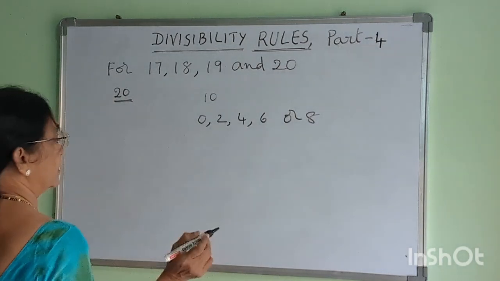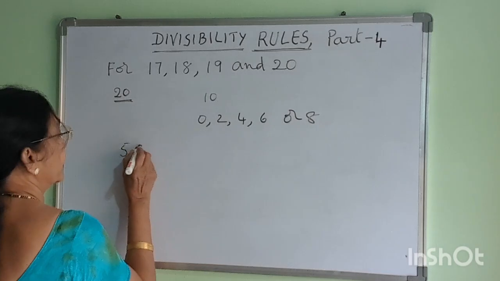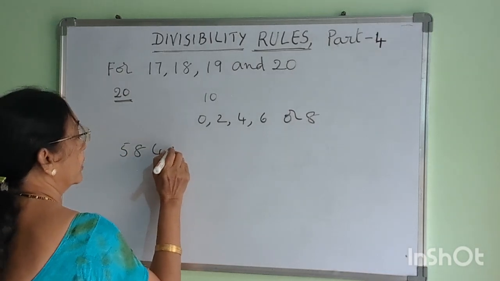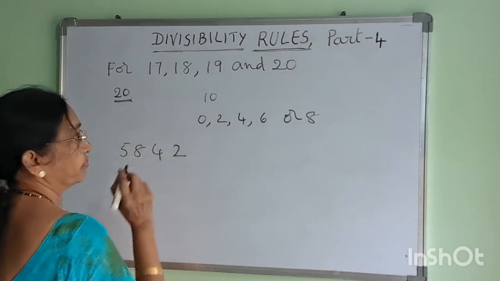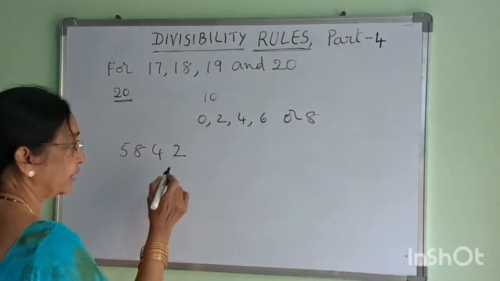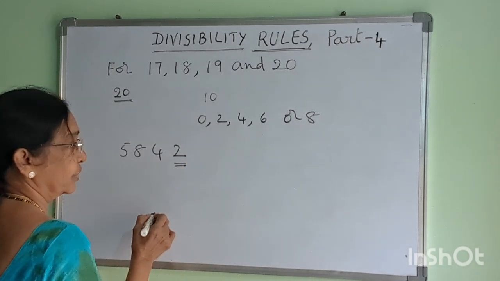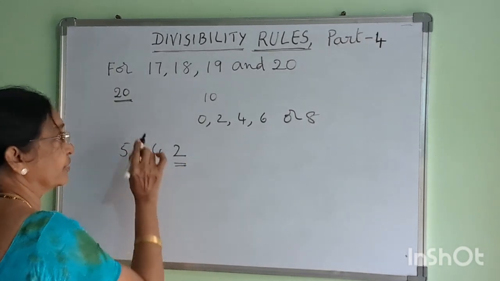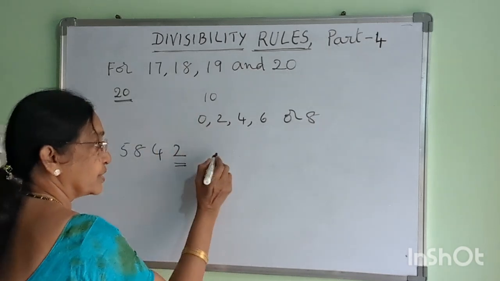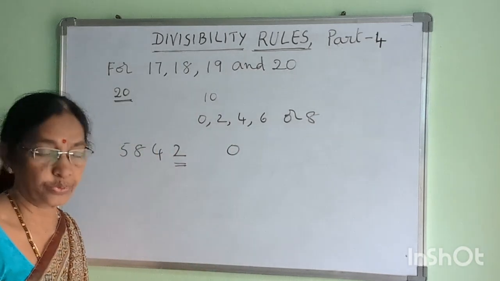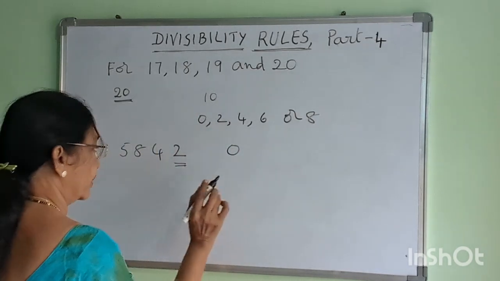So let us take a number 5842. In the units place it is 2. Therefore it is not divisible by 20. Only 0 must be there in the units place. Therefore it is not divisible.